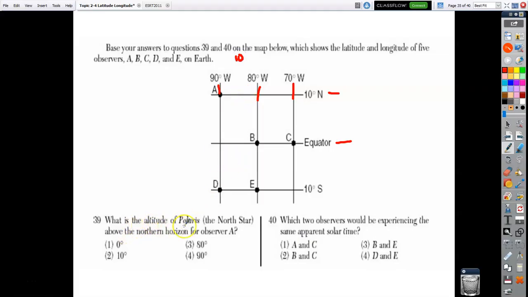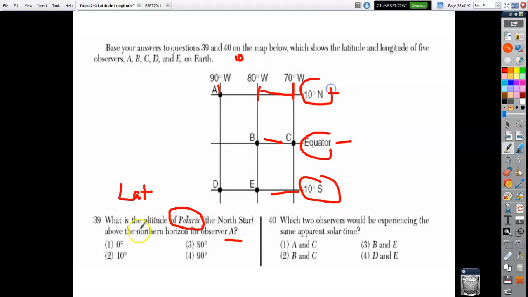It says, what is the angle of Polaris above the horizon for person A? As soon as you see Polaris, that's not a longitude question. That's a latitude question. So you're looking at lat, which means I have to use my lat flat rule. Flat lines are here. What are my numbers? 10 south, equator, 10 north. This asks what's the altitude of Polaris for A. Well, A is right here. I'm using latitude, so I come across. Lat flat. What's my latitude? 10 degrees. That's my answer.